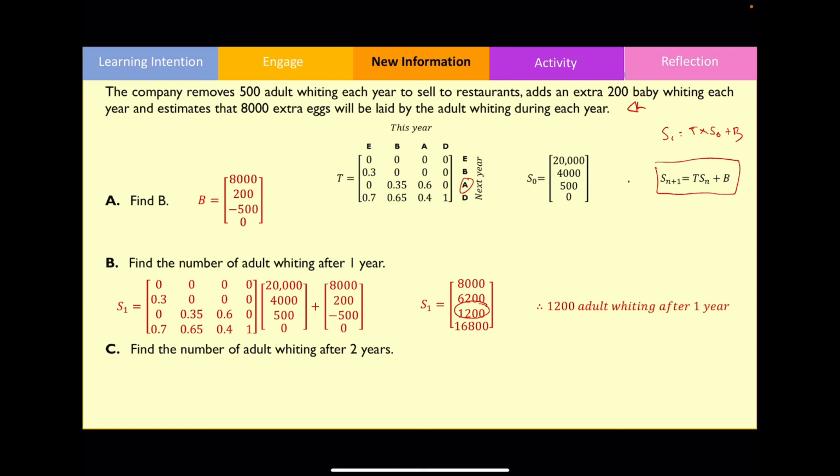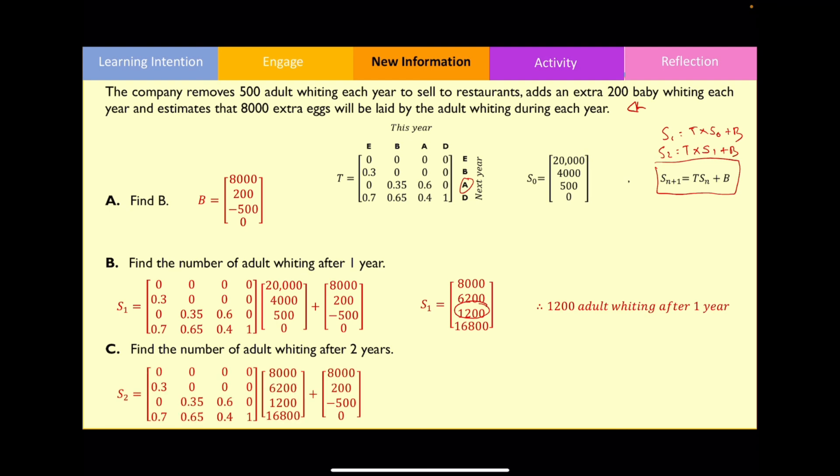Part C, we need to do the exact same thing again to find the value of S2. S2 can be found by going transition matrix multiplied by S1 plus B. If you put that into the CAS calculator, you should get this as the answer. And therefore, the number of adult whiting after 2 years is going to be equal to 2,390.